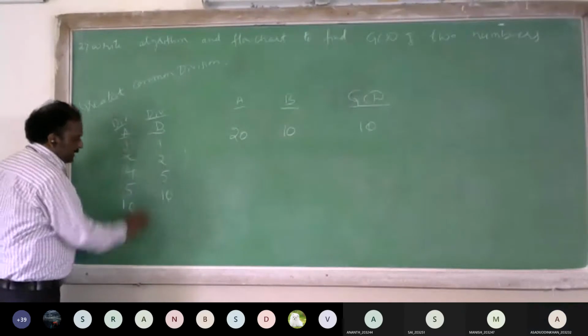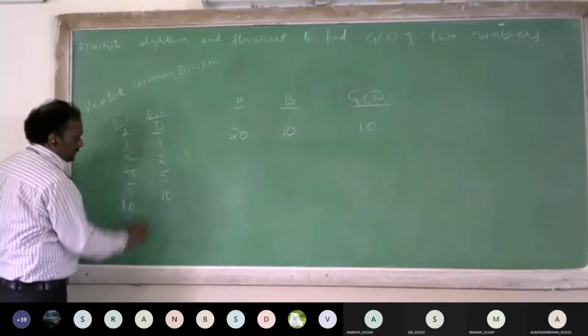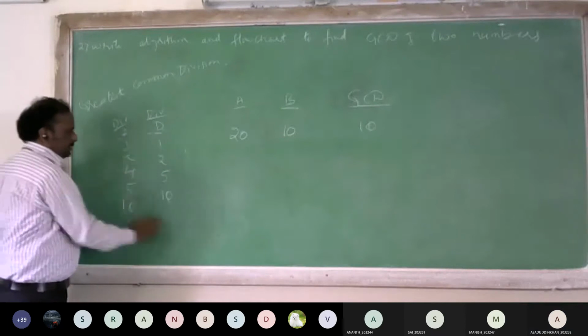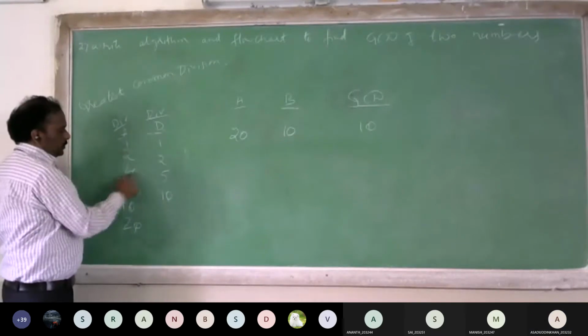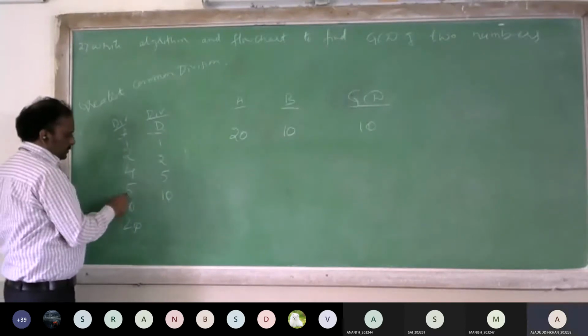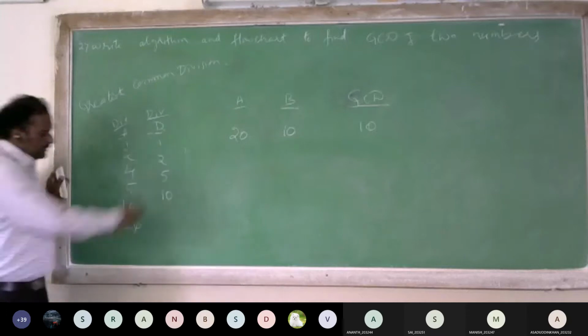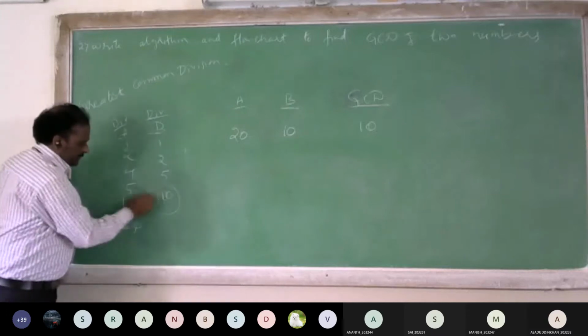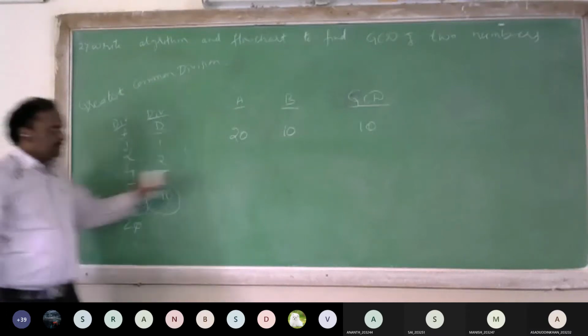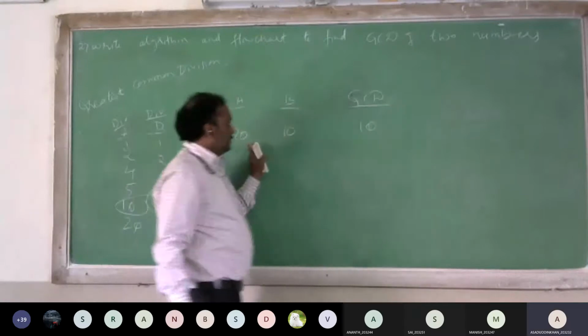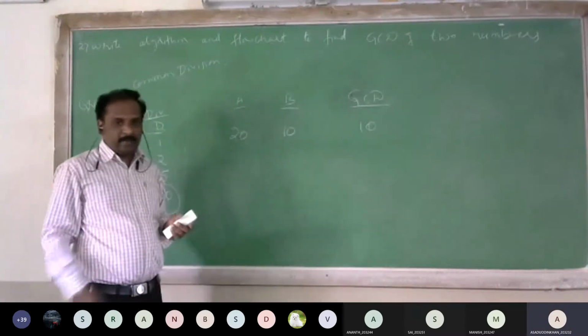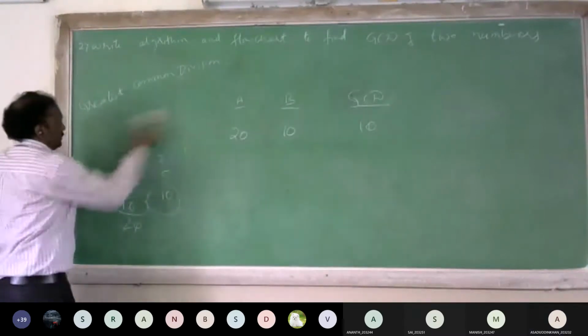Now, which is the greatest common divisor? 1 is common, 2 is common, 5 is common, and 10 is common. Now, which is the greatest? The greatest is 10. So 10 is the GCD of 20 and 10. Now we write the logic.